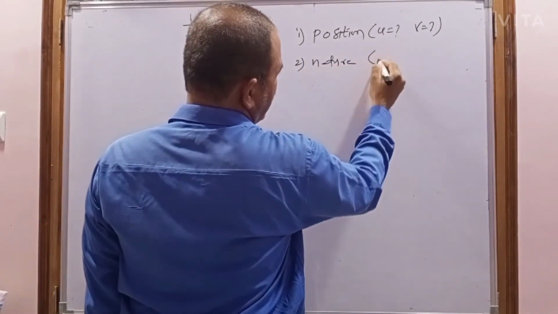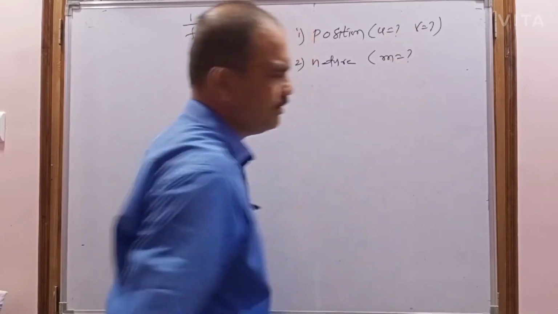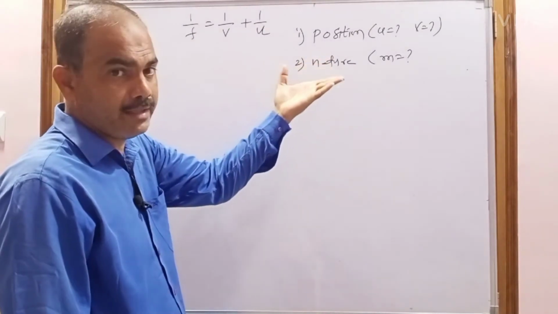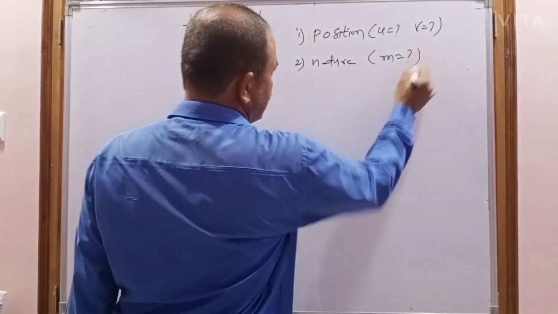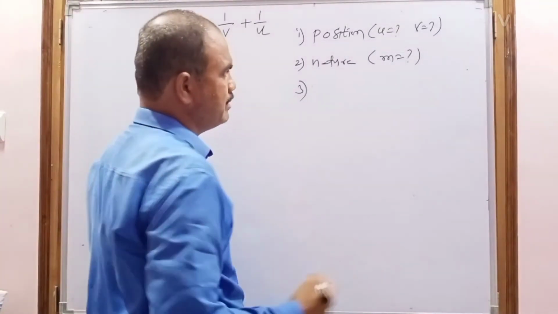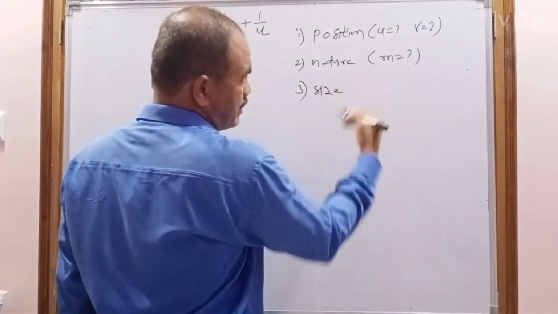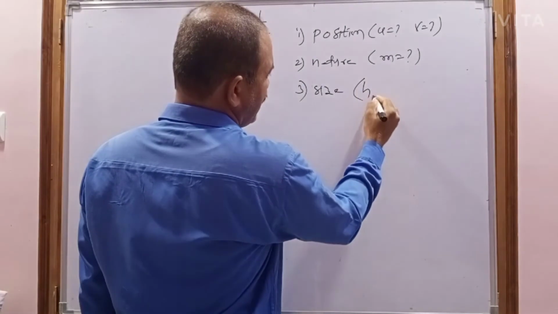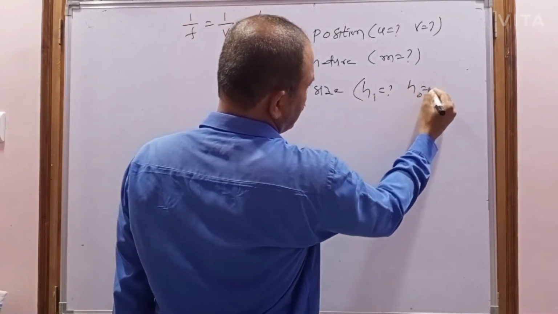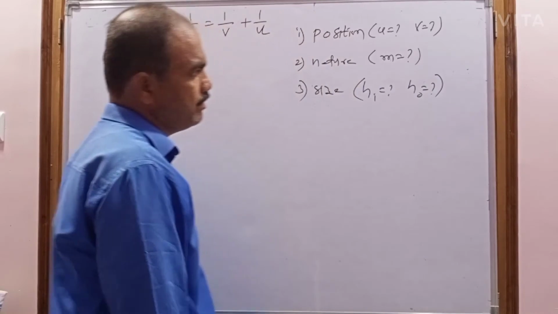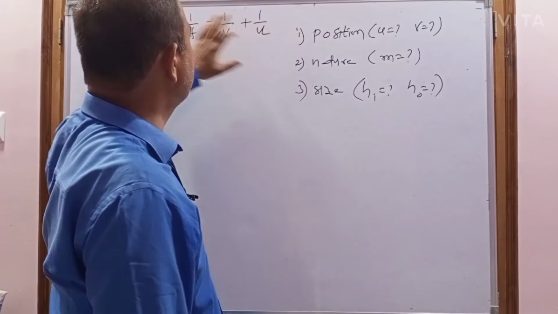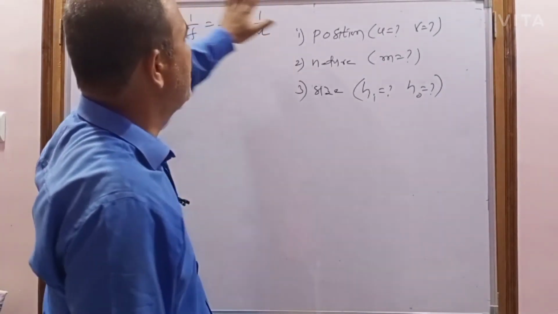And next come to the nature. To find the nature, you have to find the magnification. Next, nature: which type of image it is, or write the characteristics related to it. And the third one, they will give the size: what is the size of the image, what is the size of the object, and they can find the height of the image, and they can also find the object distance. So these three types of questions may be asked on the basis of this mirror formula.